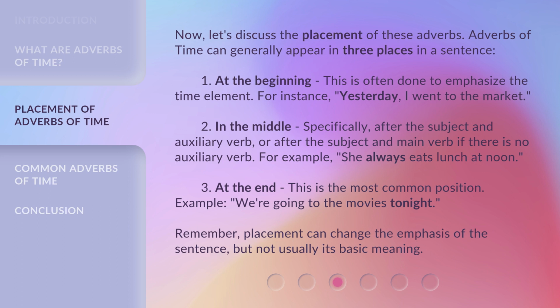2. In the middle, specifically, after the subject and auxiliary verb, or after the subject and main verb if there is no auxiliary verb. For example, she always eats lunch at noon. 3. At the end. This is the most common position. Example: we're going to the movies tonight. Remember, placement can change the emphasis of the sentence, but not usually its basic meaning.